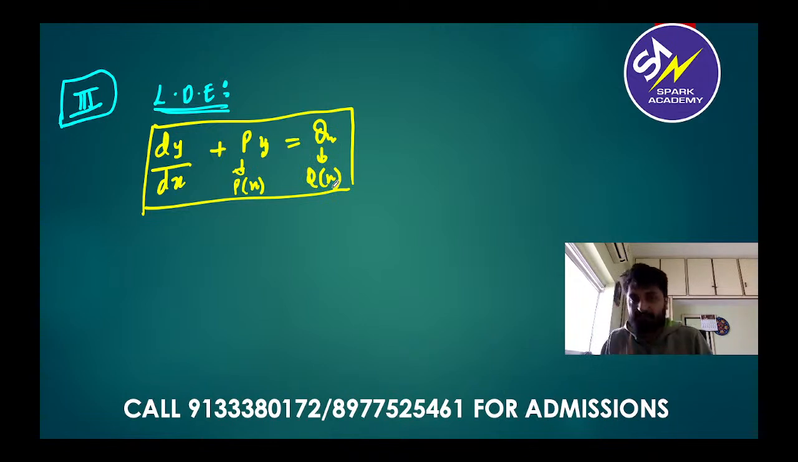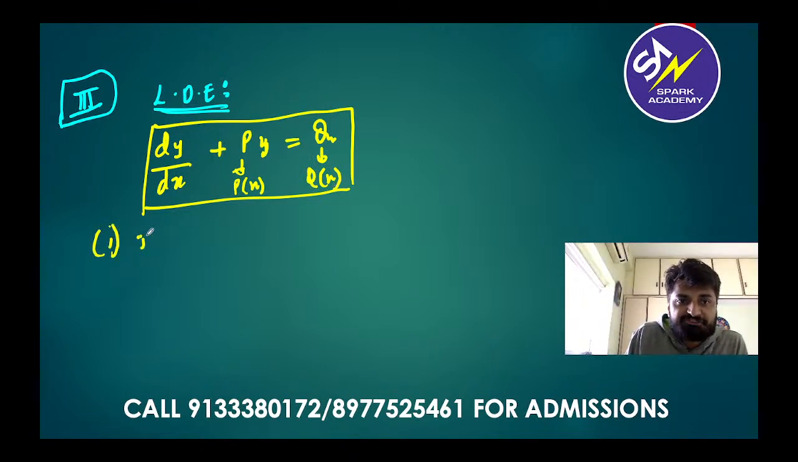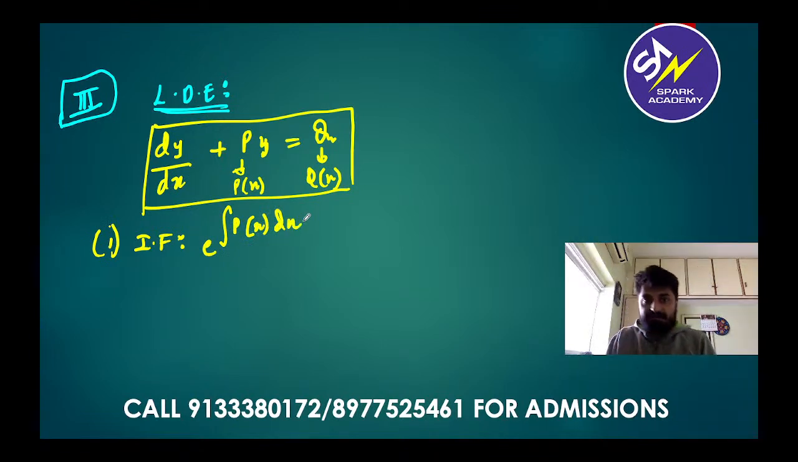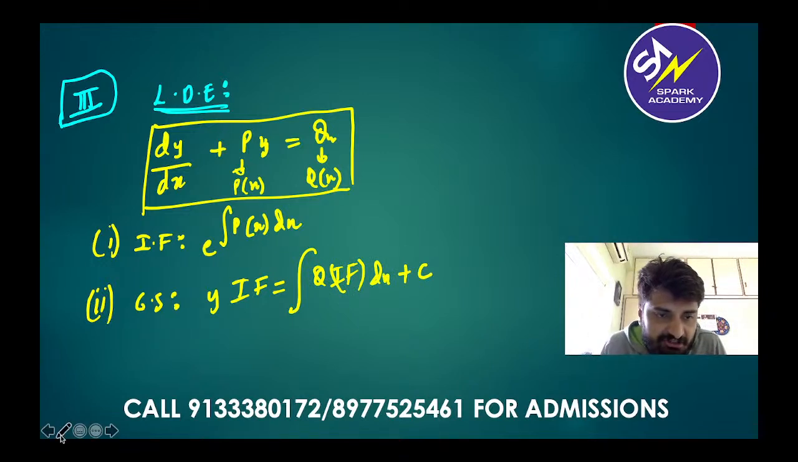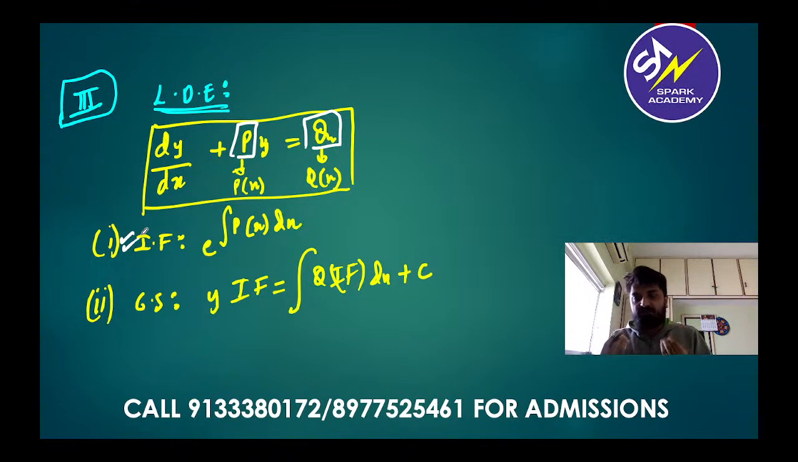If you have this type, there are two steps. First step is you need the integrating factor, which is nothing but e power integral p dx. The next step is the general solution, which is y into integrating factor equal to integral q into integrating factor dx plus c. So you first identify whatever is p and q, and find the integrating factor. Once you have the integrating factor, substitute it in the general solution formula and you will solve the differential equation.